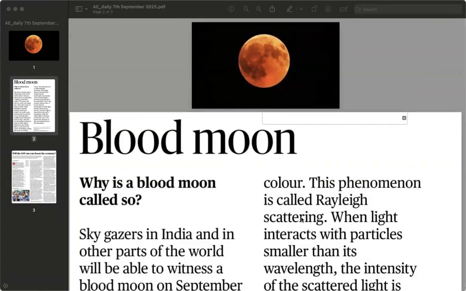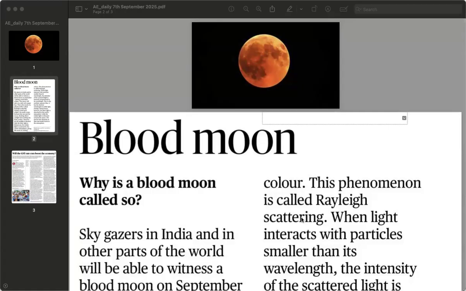Right. Now, students, the exact shade of red can change depending on what's in Earth's atmosphere. जैसे अगर जहाँ पे lots of dust or smoke is there, then the moon might look darker or more coppery. And if the air is cleaner, the moon might look brighter red. So, in a way, a blood moon is like a natural painting made by Earth's atmosphere.